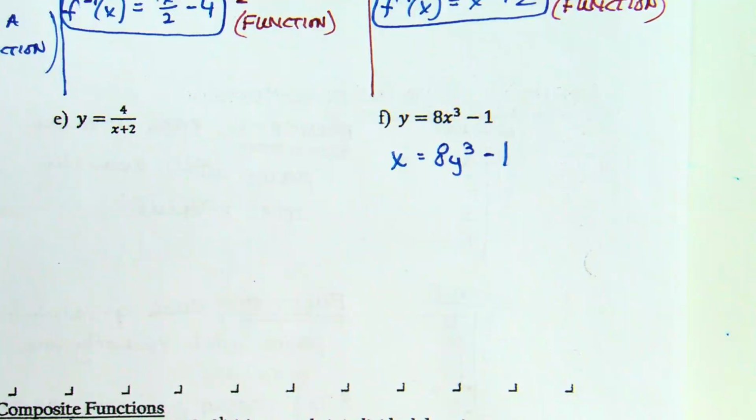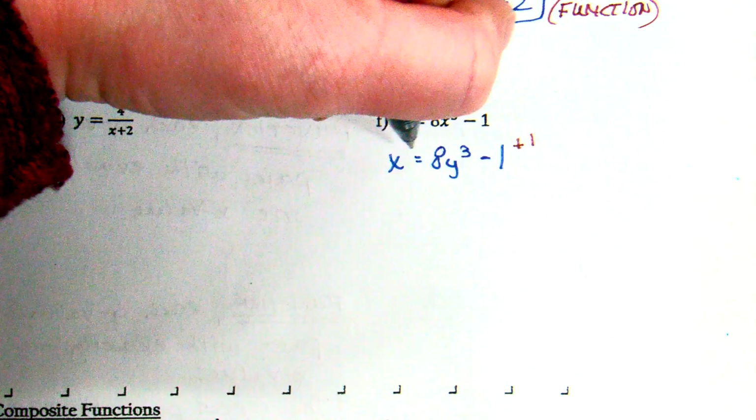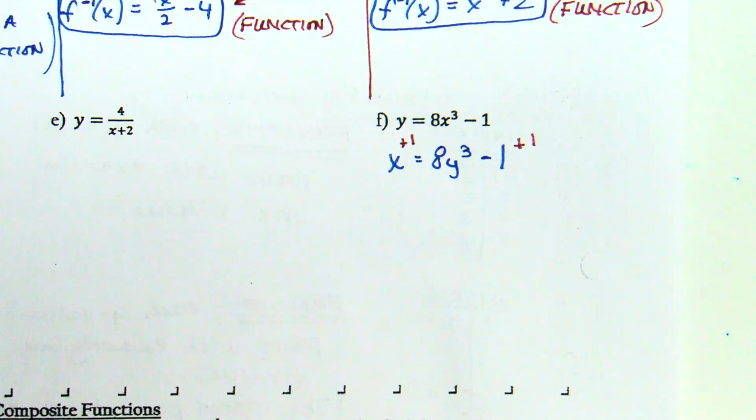Step 2. Solve for y. It's 8y cubed minus 1. It's my first step to getting y by itself. Okay, if it's minus 1, let's add 1. We add 1 on one side. We add 1 on the other side.